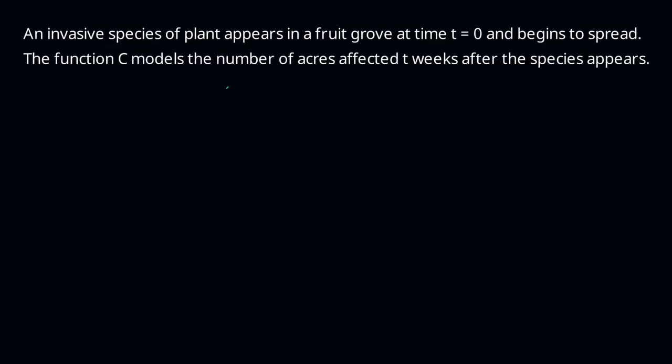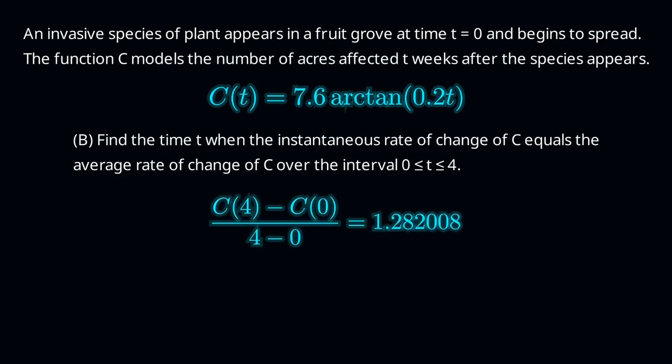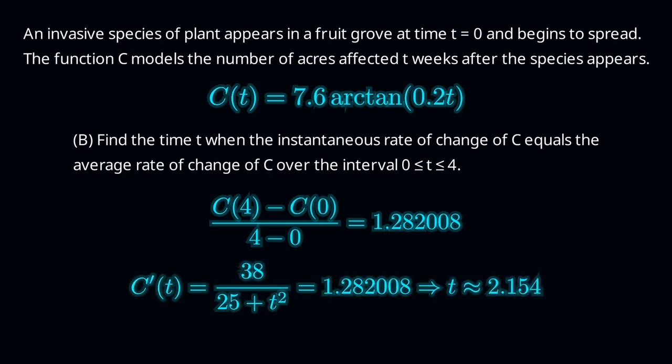Part B. Find the time t where the instantaneous rate of change equals the average rate of change on the interval [0, 4]. We need to find that t such that c prime of t equals c of 4 minus c of 0 over 4 minus 0. So we have to calculate the average rate, then set c prime of t equal to that value, then solve for t within the interval 0 to 4.